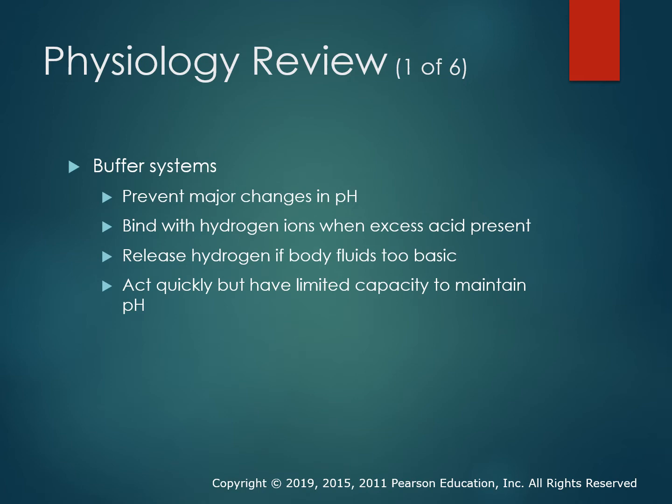Bicarbonate is a weak base. When an acid is added to the system, the hydrogen ion in the acid combines with bicarbonate, and the pH changes only slightly. Carbonic acid is a weak acid produced when carbon dioxide dissolves in water. When a base is added to the system, it combines with carbonic acid and the pH remains within the normal range.